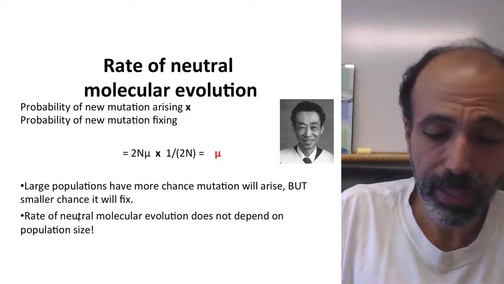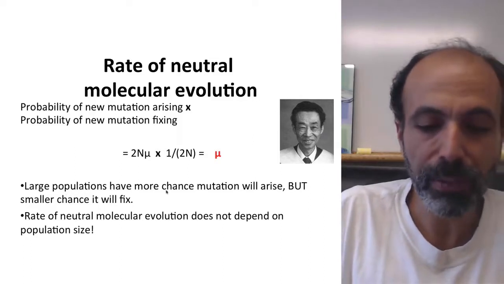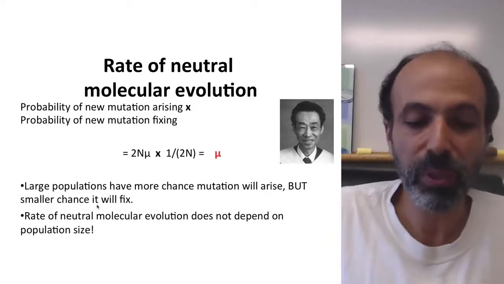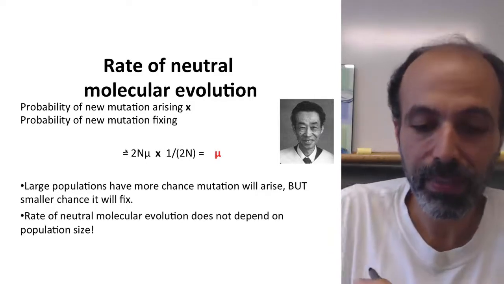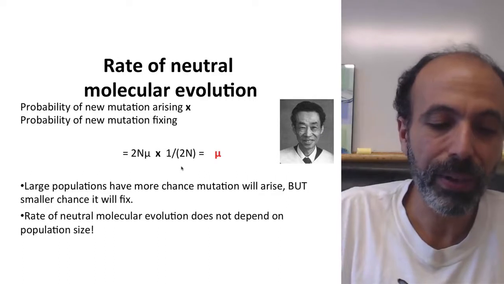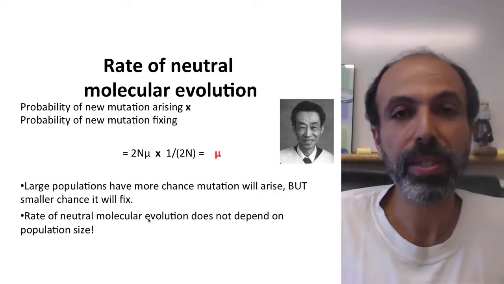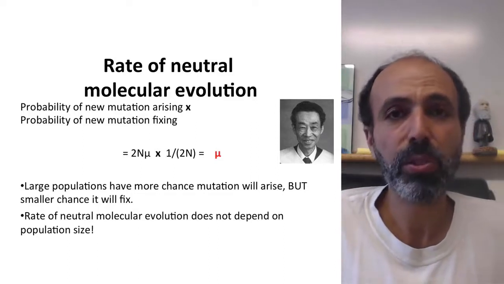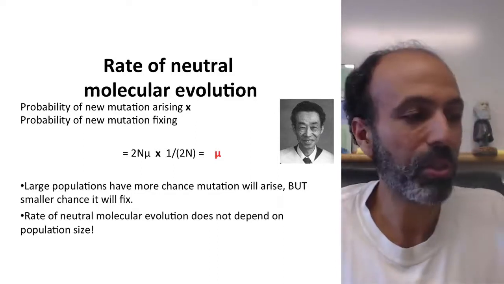In contrast, smaller populations have a lower chance the mutation will arise, but have a higher chance it will fix because that starting allele frequency is high. Because of this amazing canceling out, the rate of neutral molecular evolution does not depend on population size. This was first described by Motoo Kimura, whose picture is shown here.